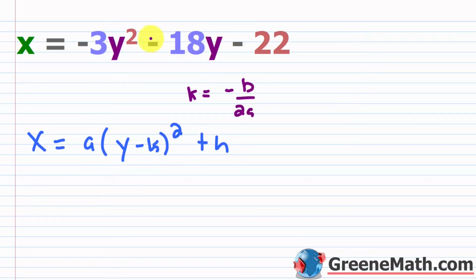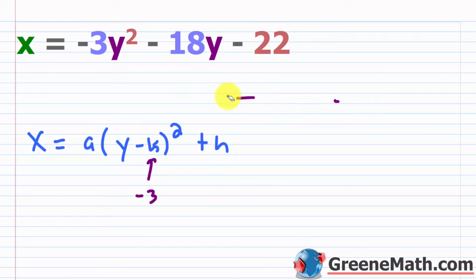In this case, it's going to be negative 18. So be careful there. It's the negative of negative 18. So that's 18 over. What is 2a? A is negative 3. So 2 times negative 3 is negative 6. So this is going to be negative 3. Okay, so that's k, or the y coordinate for the vertex. So let me just put here that this is going to be negative 3.